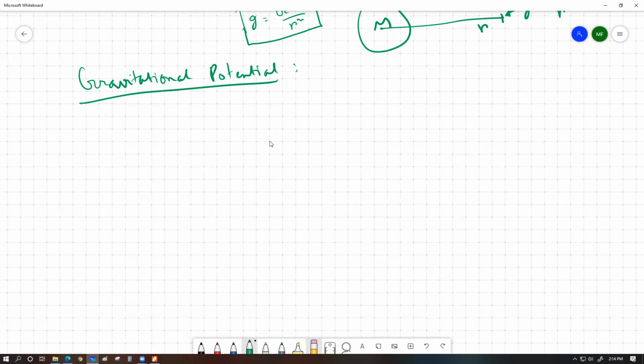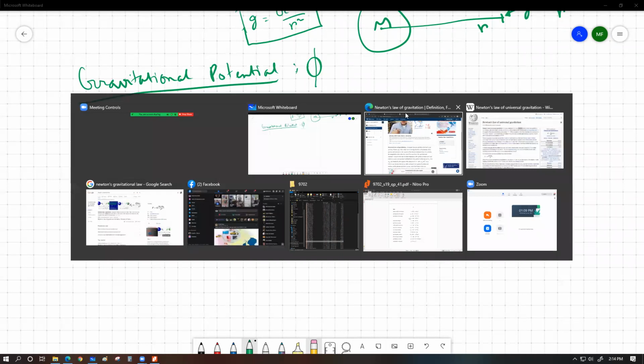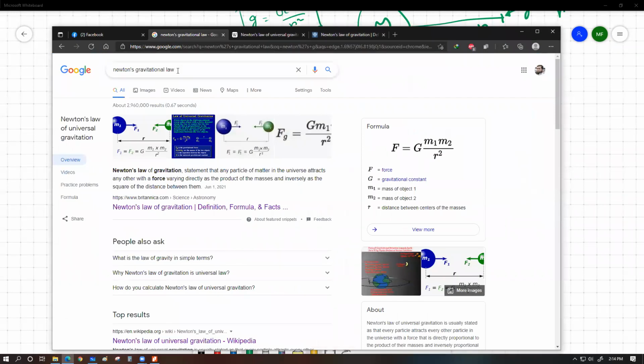Okay, the gravitational potential symbol is phi. Phi looks like this: it's a circle with a vertical line. Let me just show you how it looks in typed form.